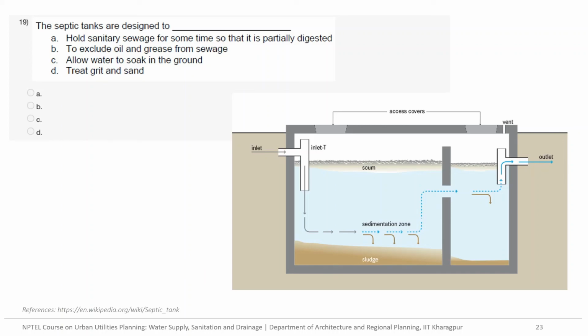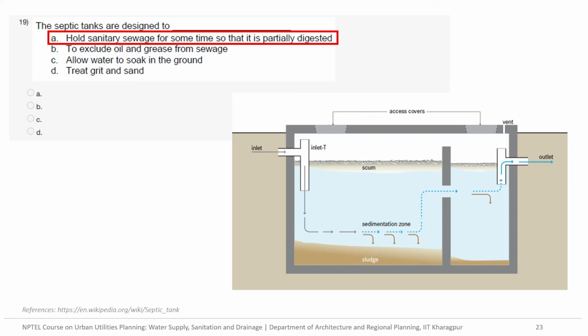Moving on to the next question. The septic tanks are designed to A. Hold sanitary sewage for some time so that it is partially digested. B. Exclude oil and grease from sewage. C. Allow water to soak in the ground. And D. Treat grit and sand. So the answer is A. Hold sanitary sewage for some time so that it is partially digested.